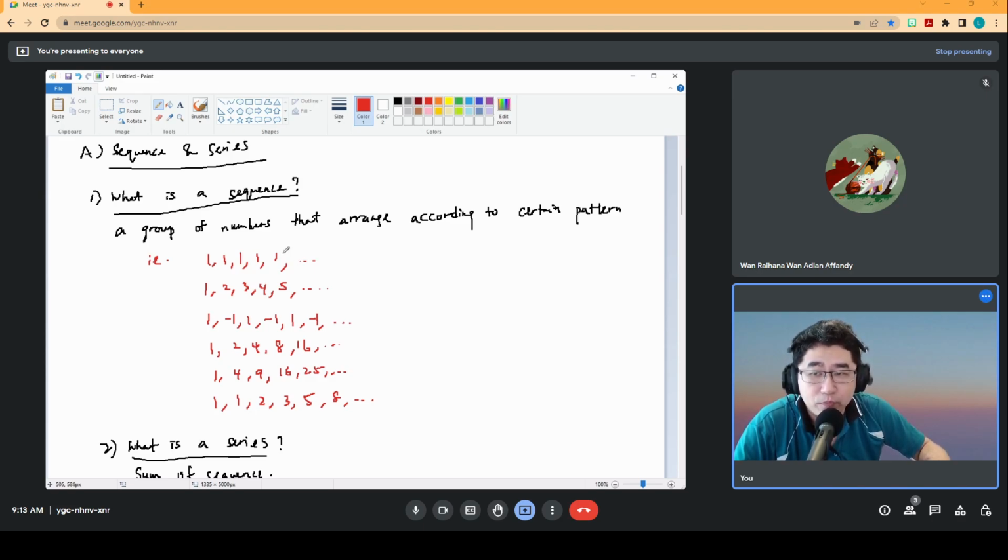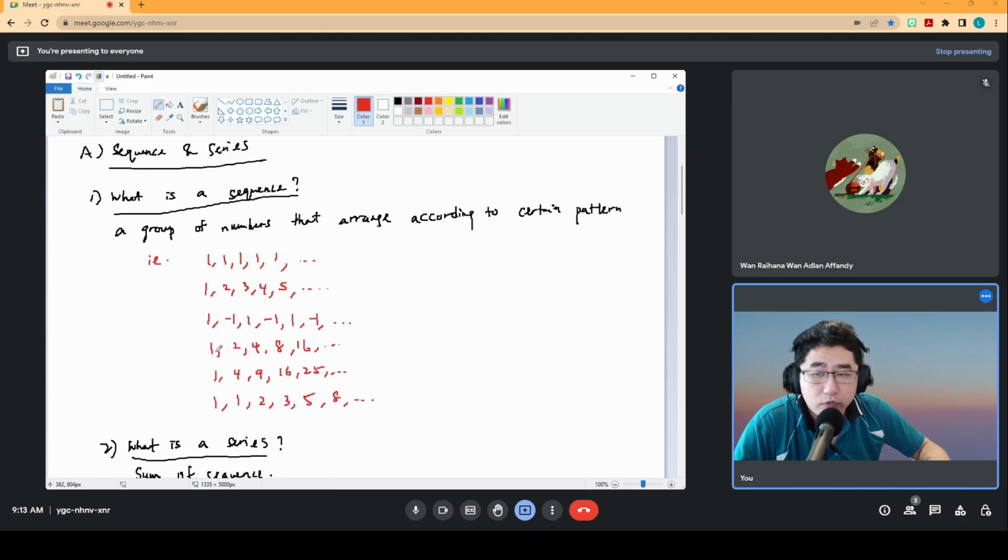number should be 1. For a second example, 1, 2, 3, 4, 5. Same thing, through logical thinking, you should be able to figure out the next number is 6. And the third example, we have 1, minus 1, 1, minus 1, 1, minus 1. Similarly, you should be able to figure out the next number should be a 1.